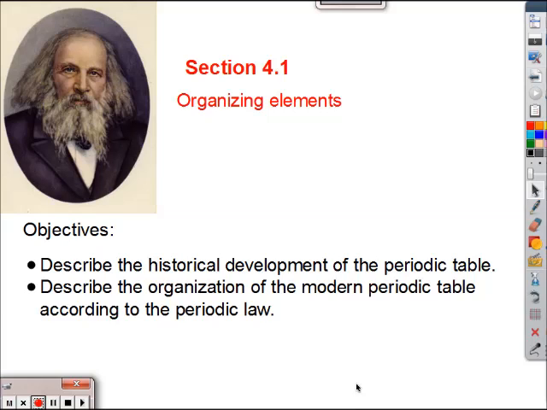We are going to be covering the periodic table in this chapter, beginning with section 4.1, which talks about the elements and how the table is organized. Our goals today are to talk about the historical development of this table and how the modern periodic table is actually organized.